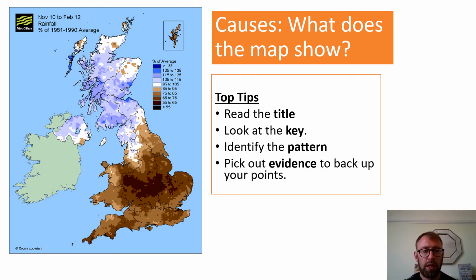Now the other thing we might want to think about here is actually, where do people live in the UK? Most people live towards the south and the east. So we've got a real concentration of people using water, plus an area that's getting a lot less water. You can see areas in Scotland actually were getting the normal amount, if not more. So they were okay. But in the south, it was a big problem.